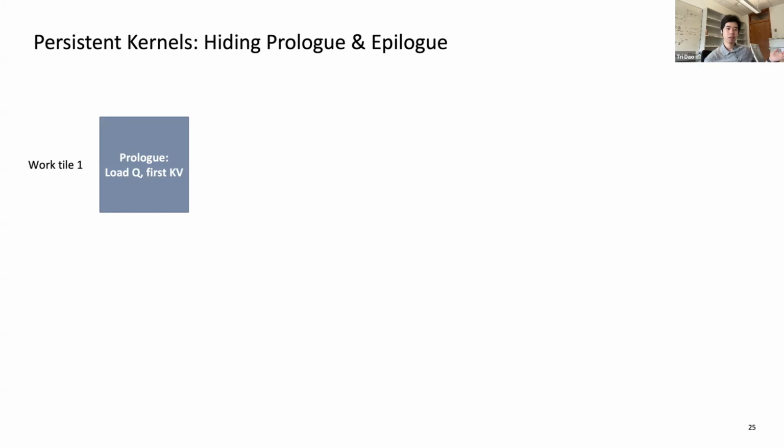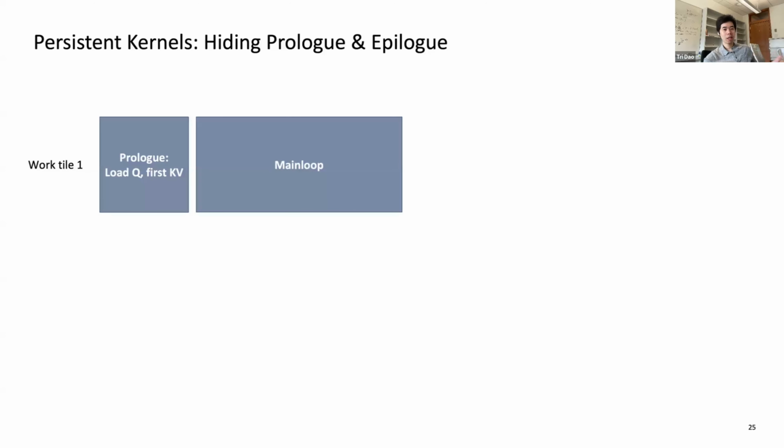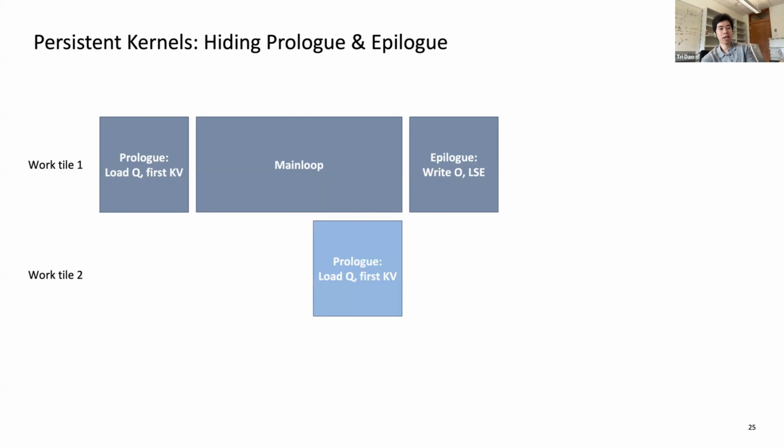And here the tensor cores are idle, it's just waiting for data. Then the main loop, which is when the tensor cores are busy computing, but we'll also prefetch the next KV. And then at the end, you write out the output and the log summary, right? And during the epilogue, the tensor cores are not busy. But what we can do is we can have another work tile. We can start loading the query and the KV for the next work tile, while the main loop of the first work tile is still ongoing.